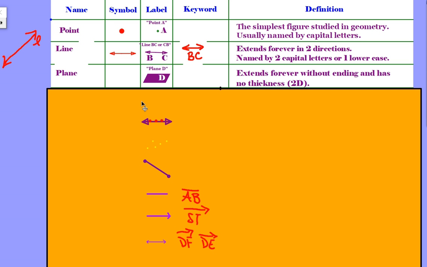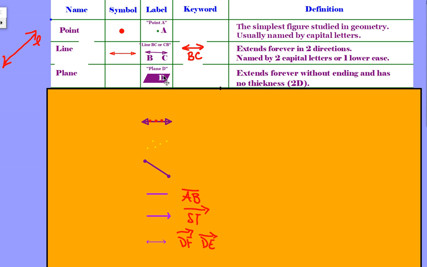And our plane, the last of the undefined terms of geometry, we would just consider as plane D. You'll see it in a couple of different ways. You can label a plane by just a simple label here. D is not a point on the plane. It is a label for a plane.